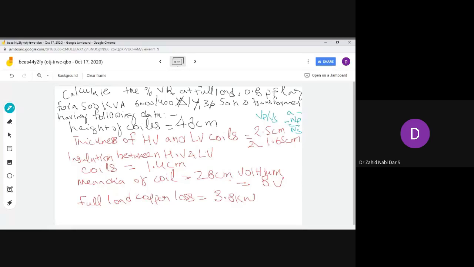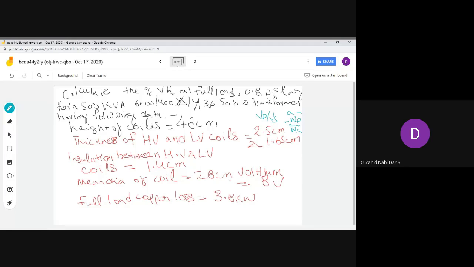At least calculate the value of IP. Tell me, how much would it be? 27.7. Milliamps, sir? You're getting milliamps. No, sir, ampere only. It would be 27.7 amps, because you have to multiply 500 into 10 power 3. I think you are not doing the 10 power 3. That's why you are saying milliamps.